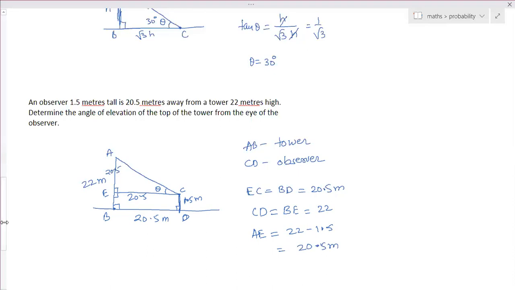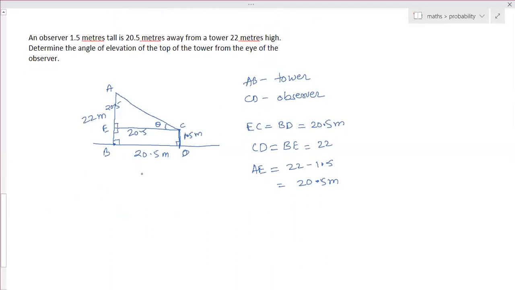Then use the ratio. They're asking for the angle, so it is tan, which includes AE and EC. So tan theta is equal to 20.5 by 20.5. This is 1. So tan theta is equal to 1. So what is theta then? 45 degrees. And that's the answer.